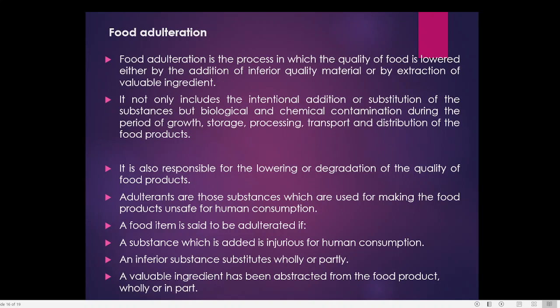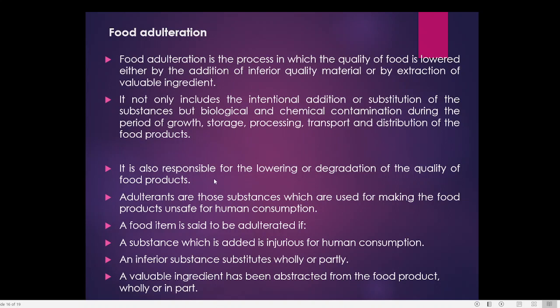It not only includes intentional addition or substitution of substance, but also biological and chemical contamination during the period of growth, storage, processing, transport and distribution of food product. So what are the things that are included in food adulteration? The primary meaning of the term food adulteration is that we are doing something to lower the quality of the food product. So anything that we are doing can come under the term.